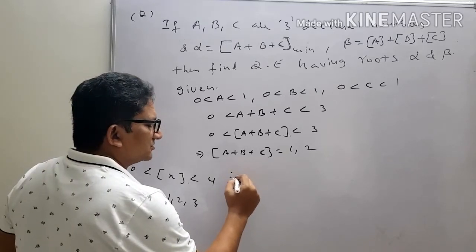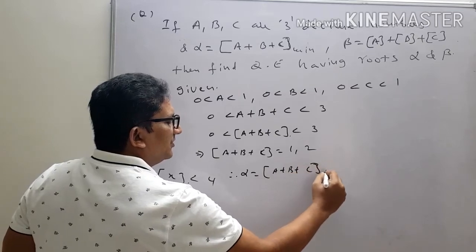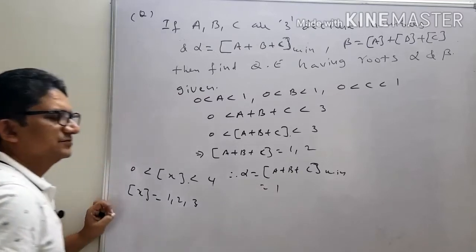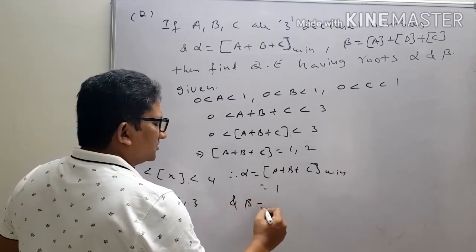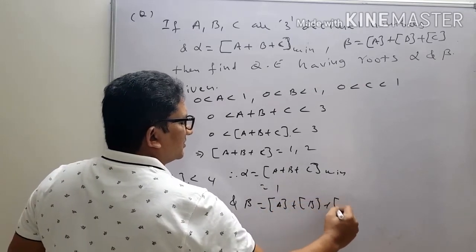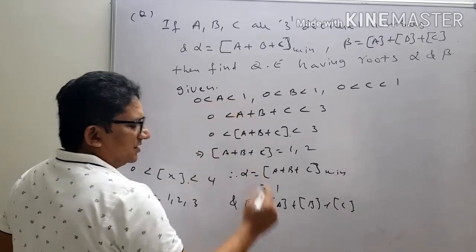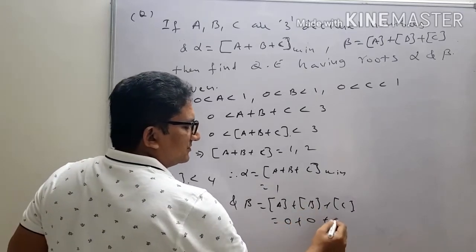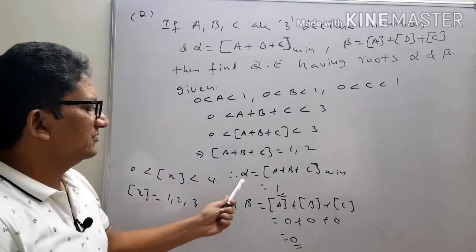Now alpha equals [a plus b plus c] minimum. In these two values, the minimum value is 1. So we got that one. Next, beta equals [a] plus [b] plus [c]. If a lies between 0 and 1, then [a] value will be 0, and [b] also 0, and [c] also 0. What we got is 0. Now we got two values, alpha and beta.